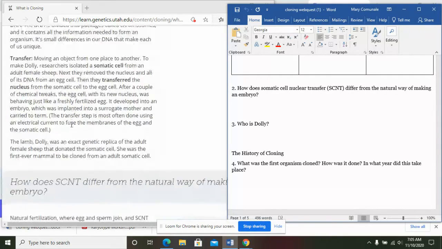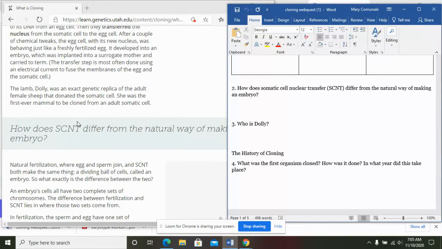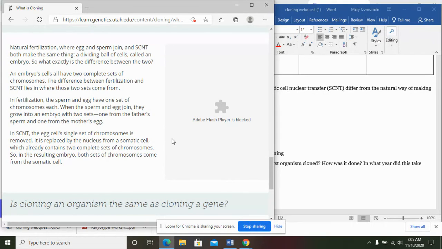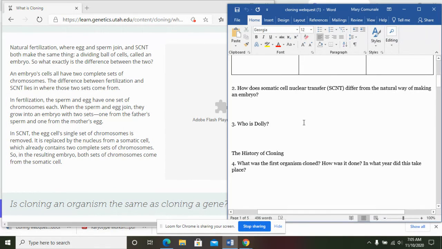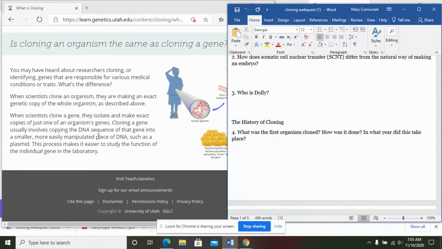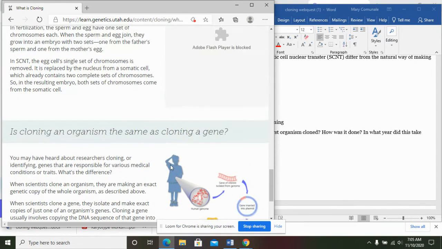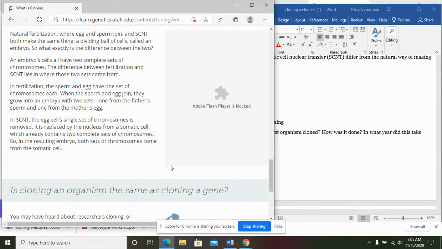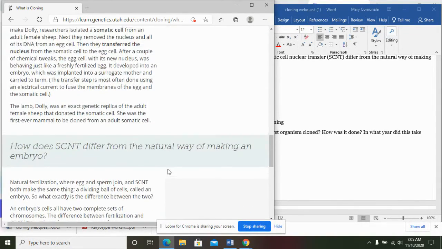Scrolling on down, it talks about SCNT. How does it differ from the natural way of making an embryo? And that's actually the big question right here as well. So you're going to find that answer down in this part here. And who is Dolly is the last question on here. And you probably heard about Dolly before. She was that sheep that they were able to clone. She was one of the first clones that they ever made.